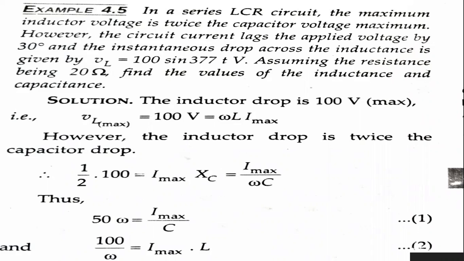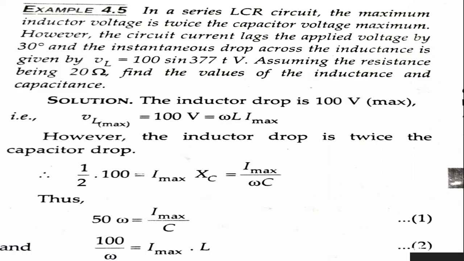So see here the solution. We have seen the numerical on the RL, we have seen the numerical on the RC. Now the time comes for R, L and C, these three components connected in series in the sinusoidal steady state response. So see here, the inductor drop is given above, that is VL is given as 100 sine 3770.